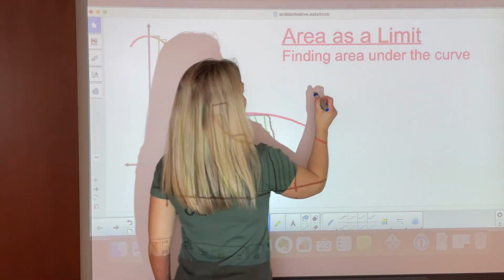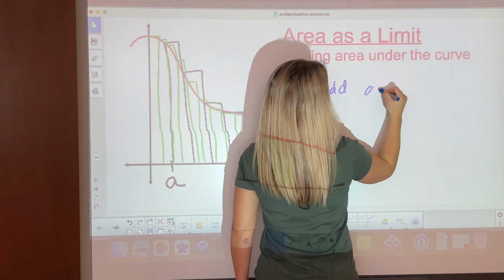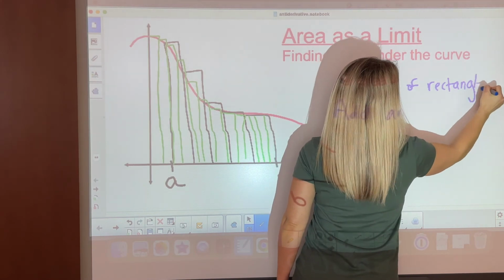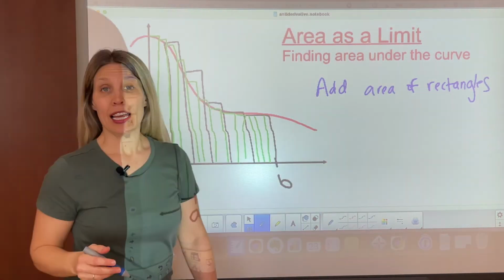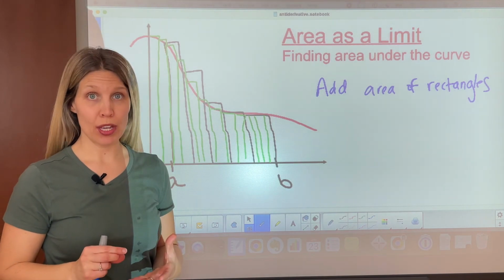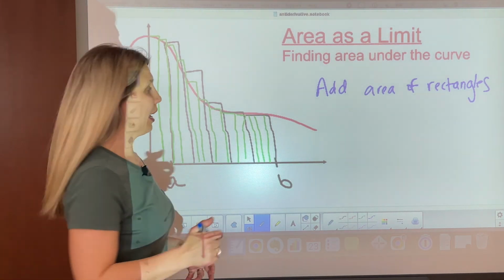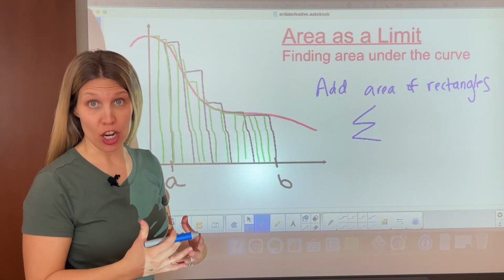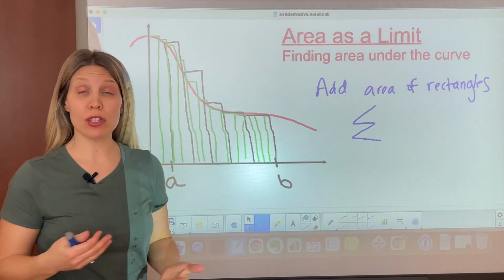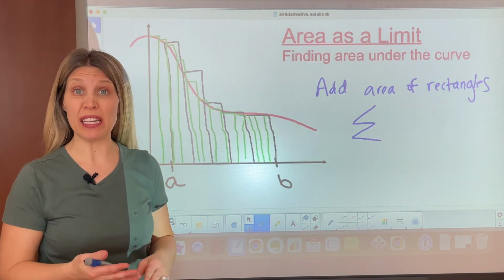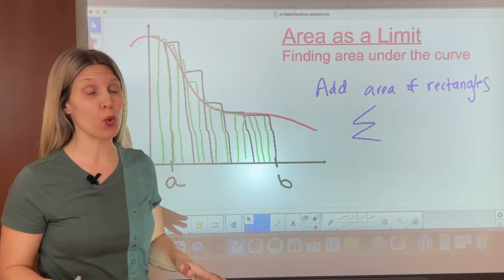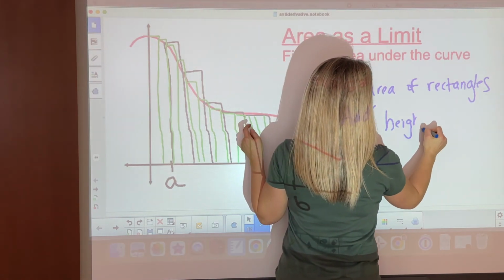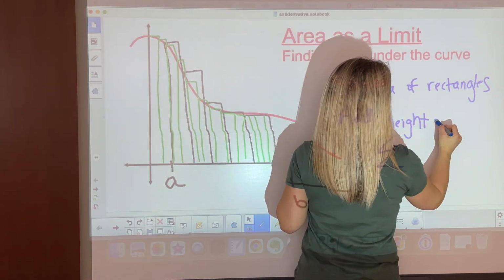Here's what we're doing. We want to add the area of rectangles. Are you familiar with the Greek symbol in math that means add? If not, it's this funky looking E right here. That means summation. You're going to add up. Now we just have to find the area of a rectangle, which you all know is base times height or length times width, depending on how you want to use it. And in this case, we want to take the height of our rectangle times our width.